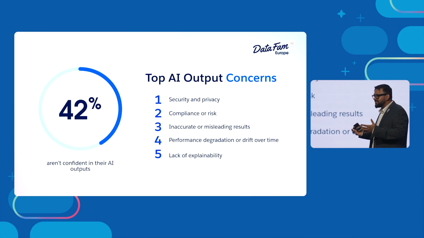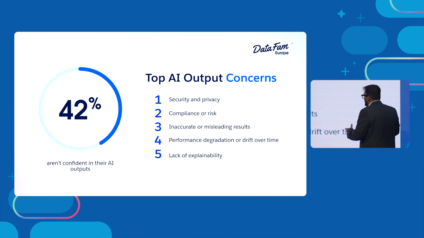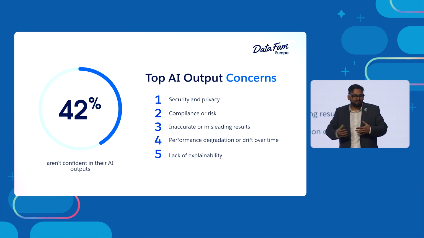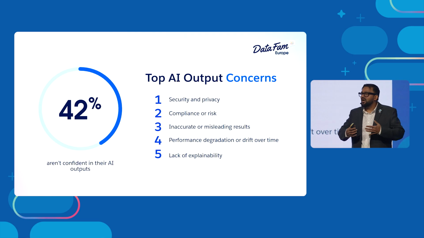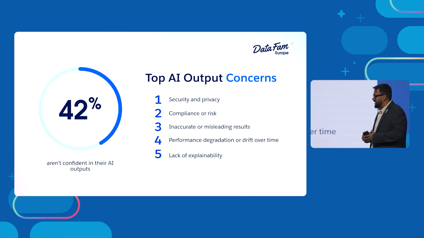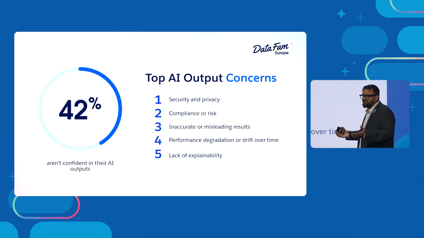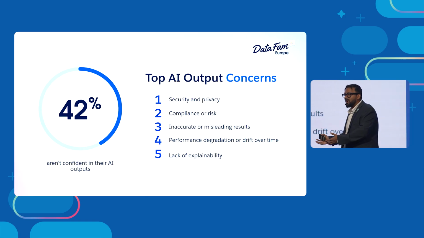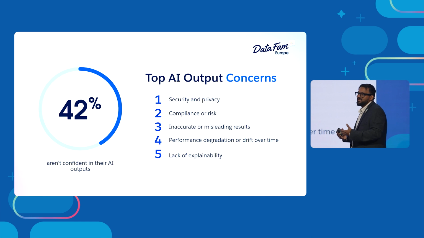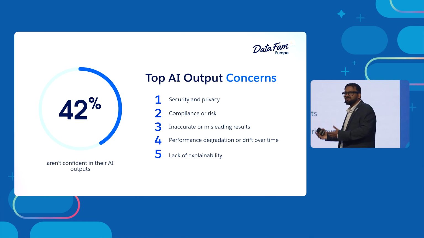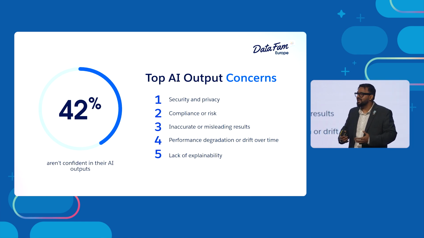The other aspects that they are concerned about are security and privacy. My compliance requirements. Is it going to do something that's going to make me out of compliance in certain regions? Is the response going to be misleading? How does the performance degrade because things change while your model isn't changing? And finally, they say, I need you to be an assistive technology. Are you able to explain things properly to me so that I can take better actions?